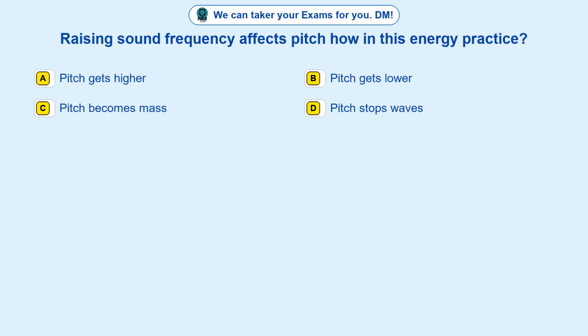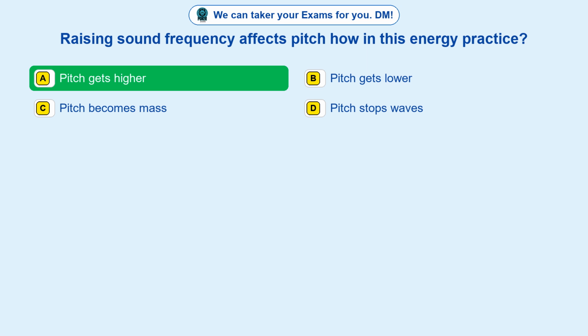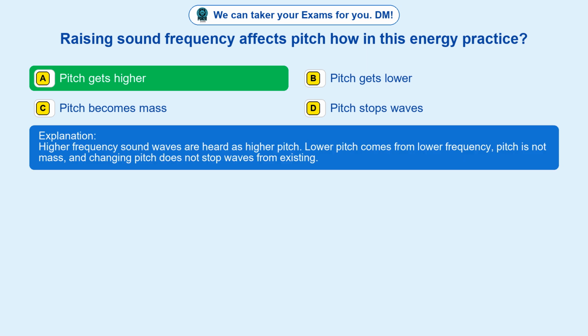Question 67. Raising sound frequency affects pitch how in this energy practice? Option A, pitch gets higher. Option B, pitch gets lower. Option C, pitch becomes mass. Option D, pitch stops waves. The correct answer is option A. Pitch gets higher. Higher frequency sound waves are heard as higher pitch. Lower pitch comes from lower frequency, pitch is not mass, and changing pitch does not stop waves from existing.